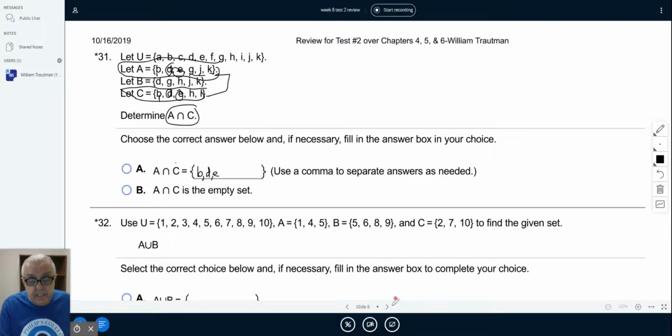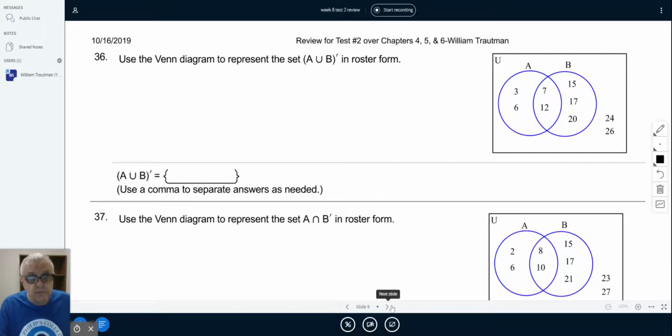Problem 36. The Venn diagram to represent the set A union B in the roster. So not. This means not. So first I want to do A union B, okay? I want to find a marriage. Remember, union means a marriage. It's a marriage of everything in A and B. If you look in A and B, these are all the things in A and B.